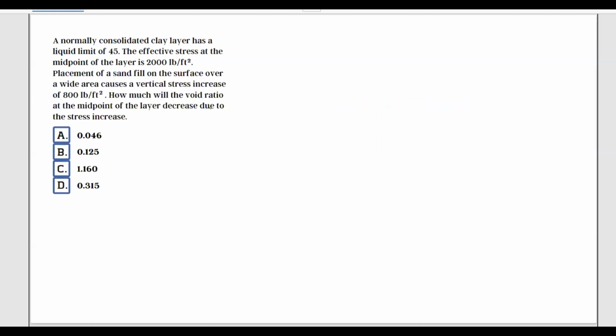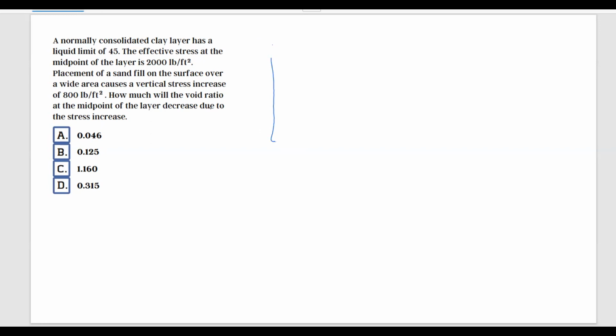Next, we're going to have the same problem. We are told that we are placing an additional 800 pounds per square feet. How much will the void ratio at the midpoint of the layer decrease due to the stress increase?